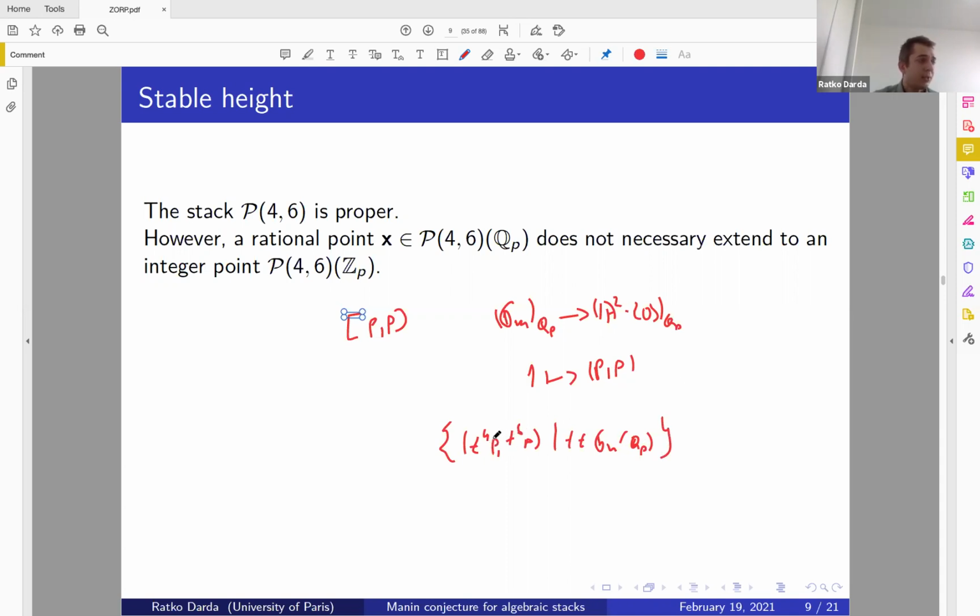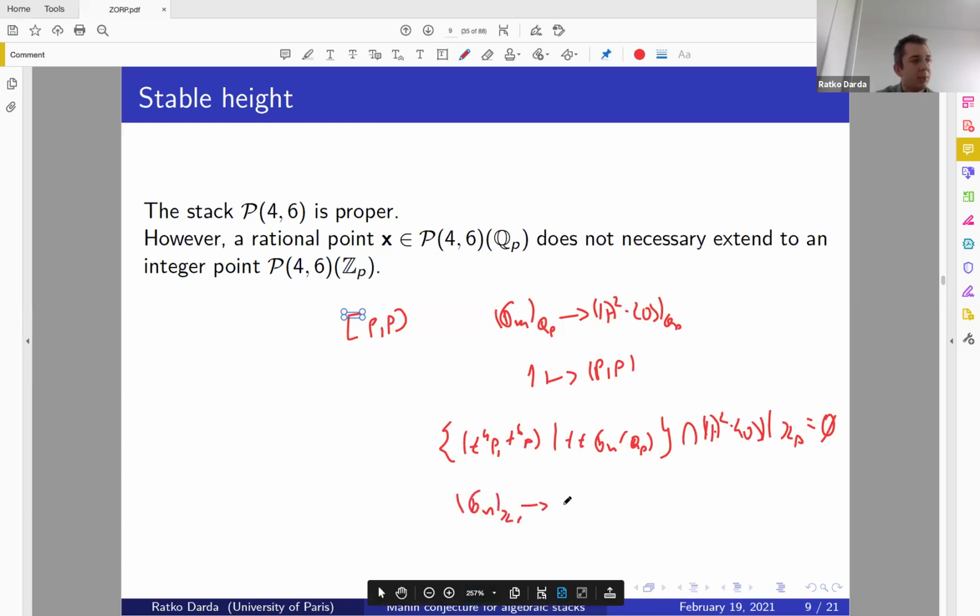Okay, and let us verify that none of these points is in this intersection, that this intersection is empty. Indeed, if the valuation of T is non-negative, then the valuations of both things are positive. And if the valuation of T is negative, then the valuations of both coordinates are negative. We deduce that none of these points is lying in ZP, hence it cannot define a morphism from GM ZP to A squared minus 0.